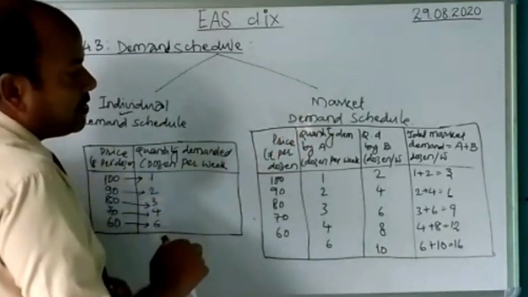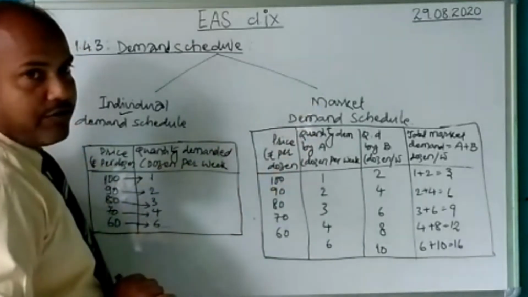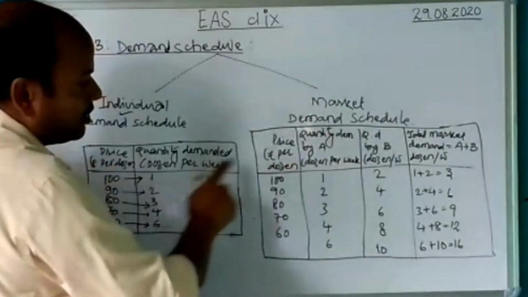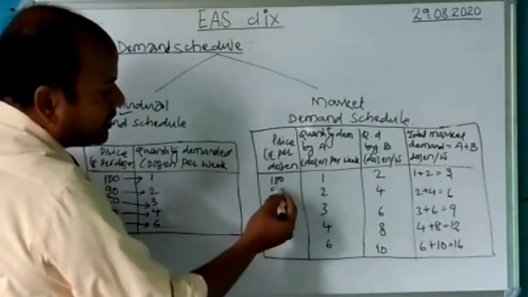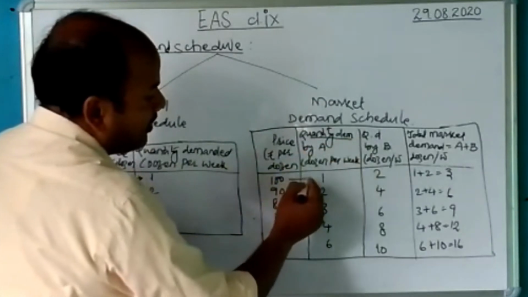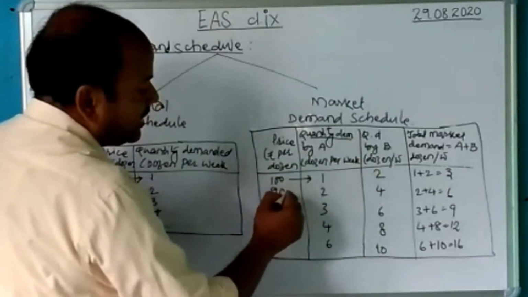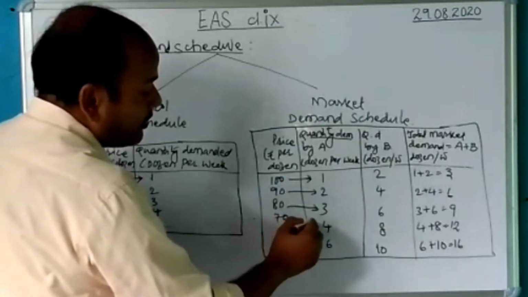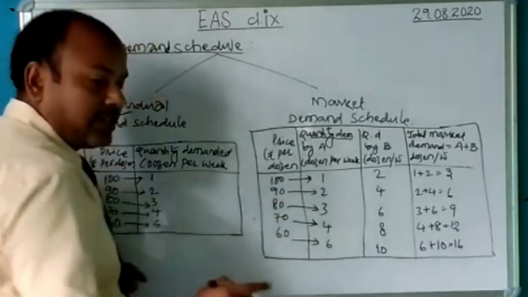Now the market demand schedule. In the market demand schedule, what do you find is price. This one is already explained to you. Price per week. That means when the price is 100 rupees, this is the quantity demanded by A. A buys 1 unit. When the price was 90, he purchases 2 units. When the price was 80, he purchased 3 units. When the price was 70, 4 units. And when the price was 60, he purchased 6 units.